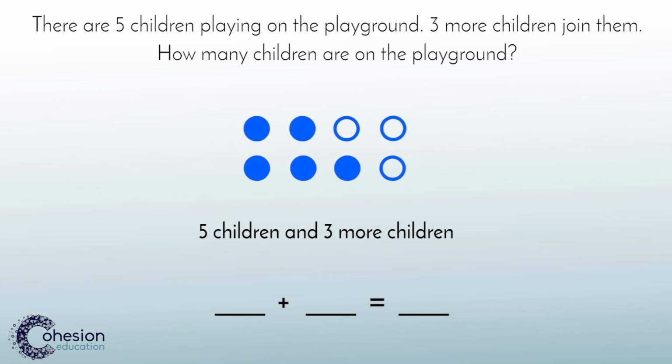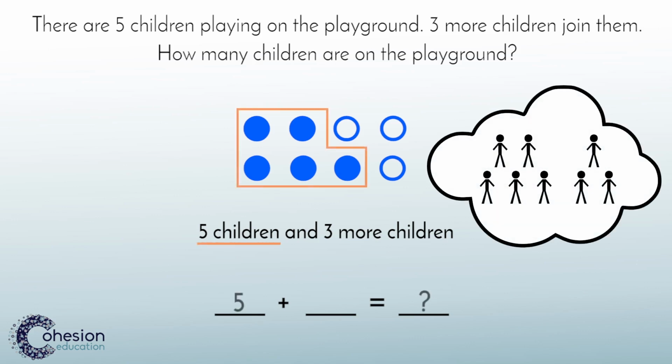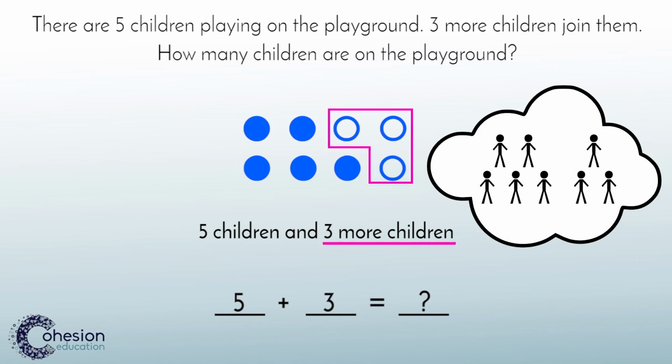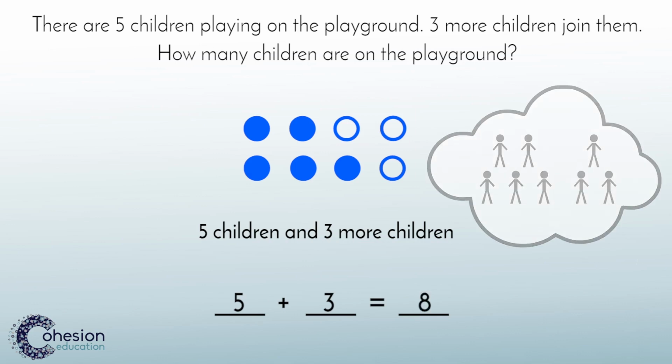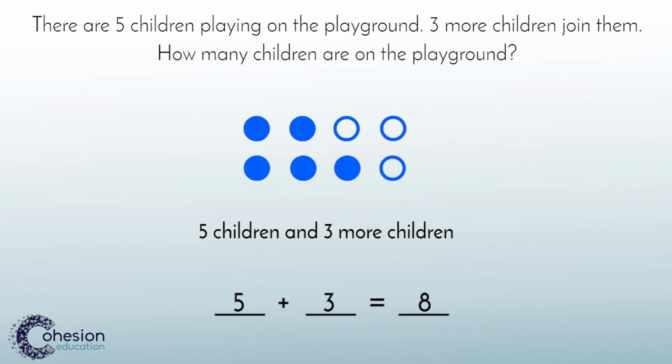Here, the 2 groups are joining together. This will help students to visually see that they are adding one group to another group to find the total amount. Then students will write an equation to match what they did. They started with 5 children, so that is their first addend, and then they added 3 more children, so that is their second addend. Now they can use their counters or their picture to help them count to find the total. The sum of 5 plus 3 is 8, so there are 8 children on the playground.